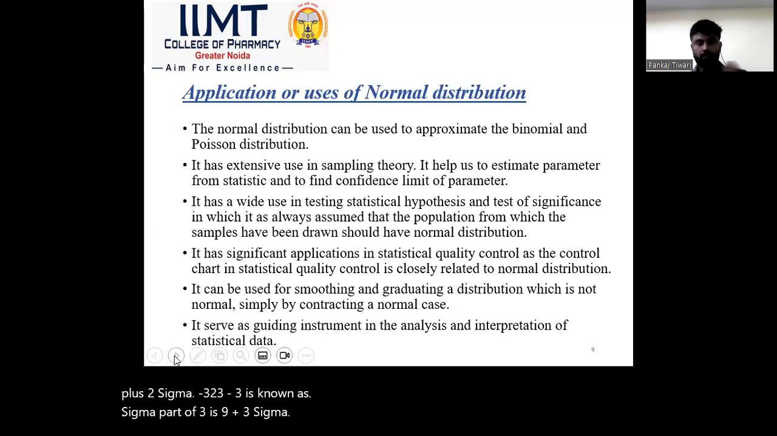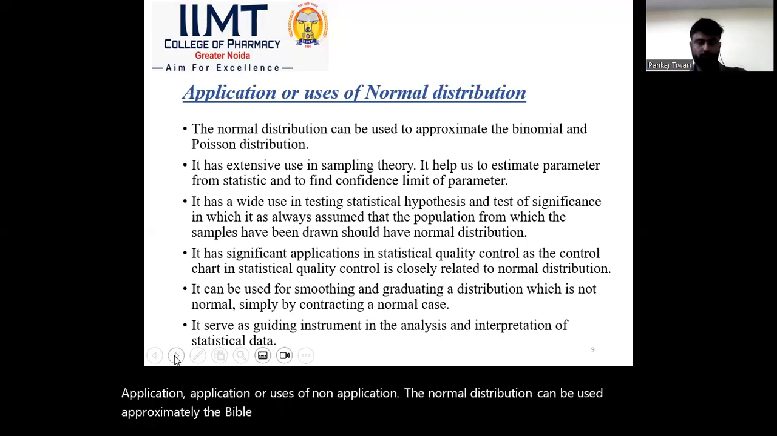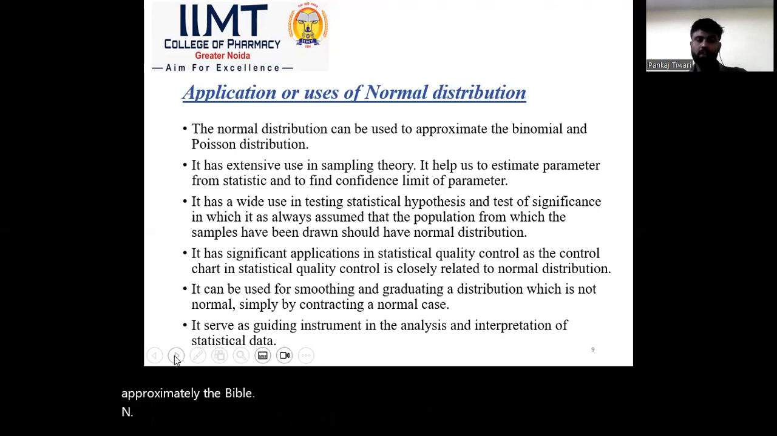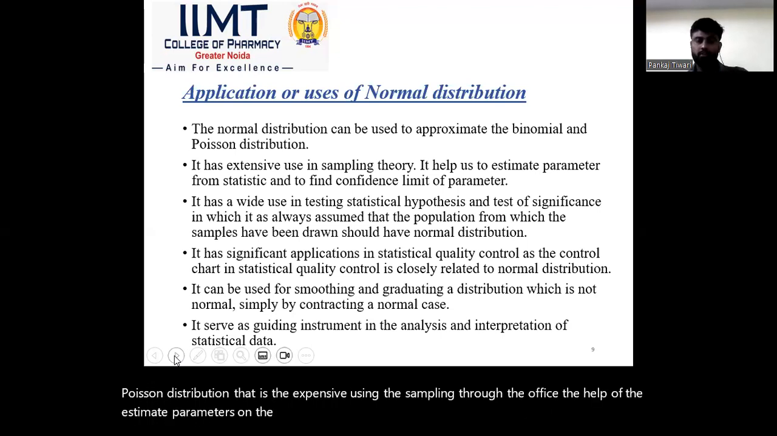Application or uses of normal distribution. The normal distribution can be used as an approximation to the binomial and Poisson distributions. It is extensively used in sampling theory to estimate parameters from statistics and to find the confidence limits of a parameter.